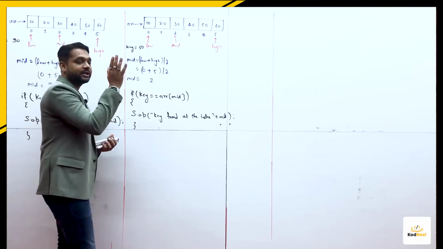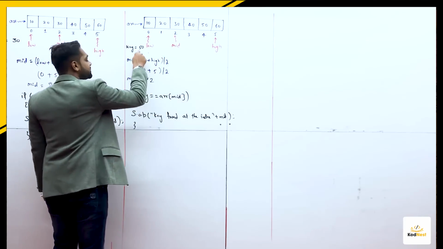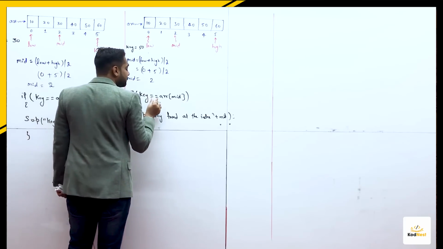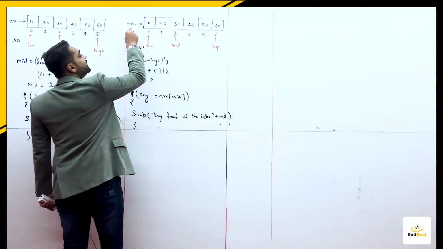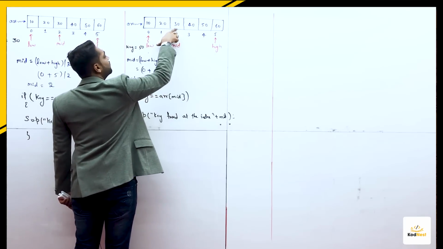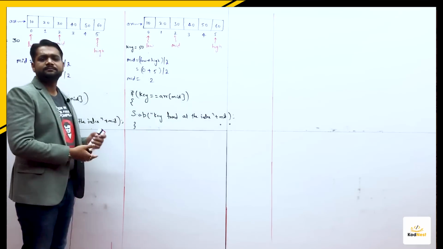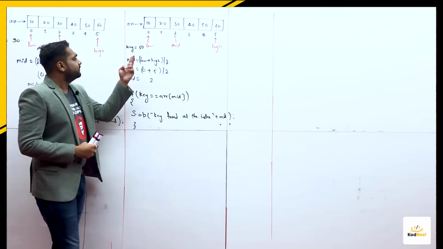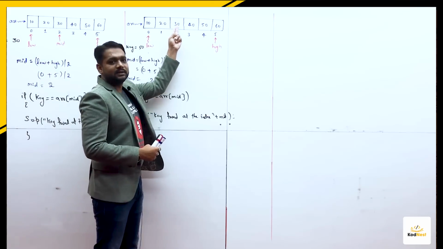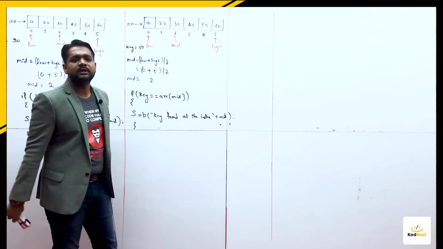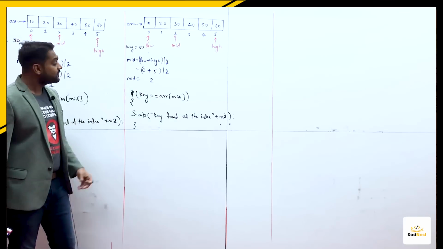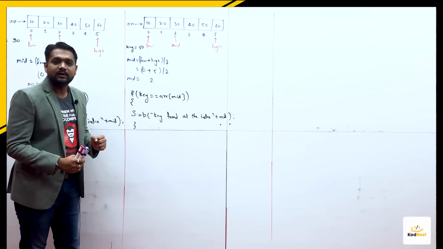Okay, sir, let us check. Mid is 2, key is 50. Is 50 matching with array of mid? No, 50 is not matching with array of mid. This is 30. 50 is not equal to 30. If it is not equal, then what to do, sir?